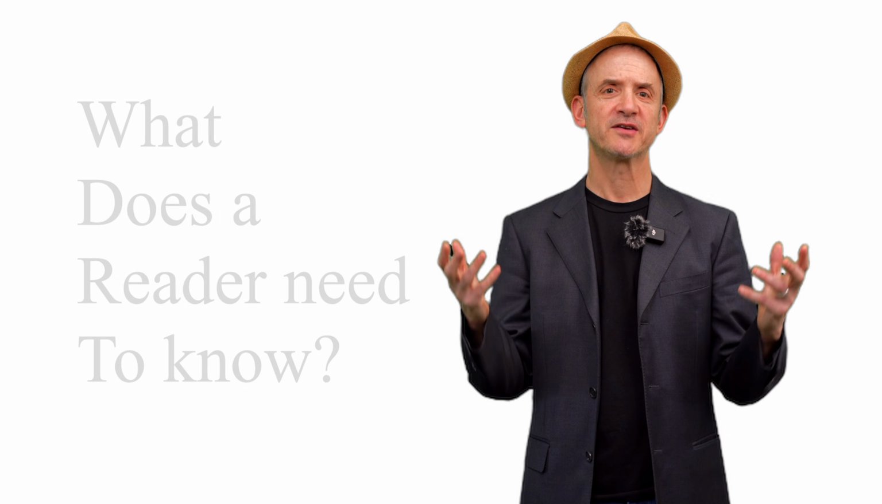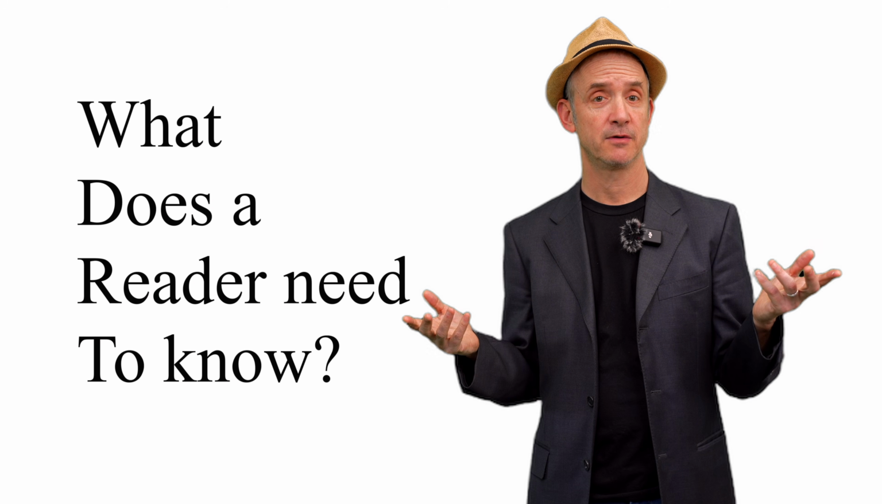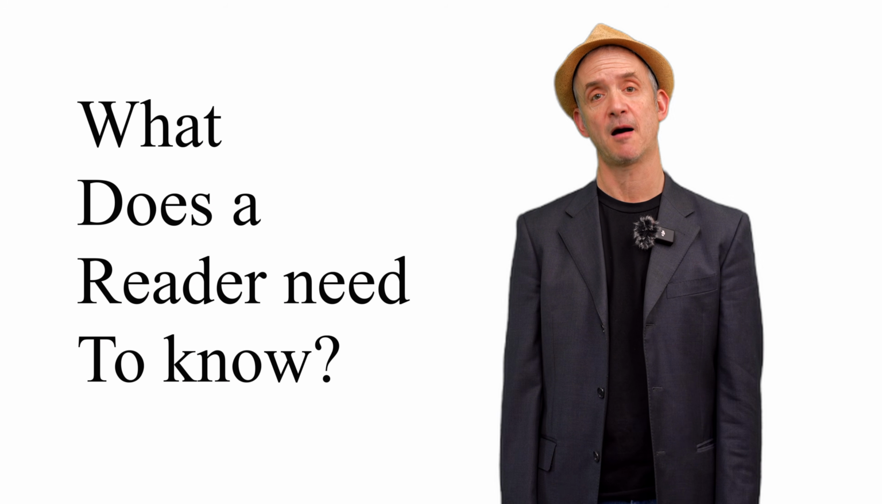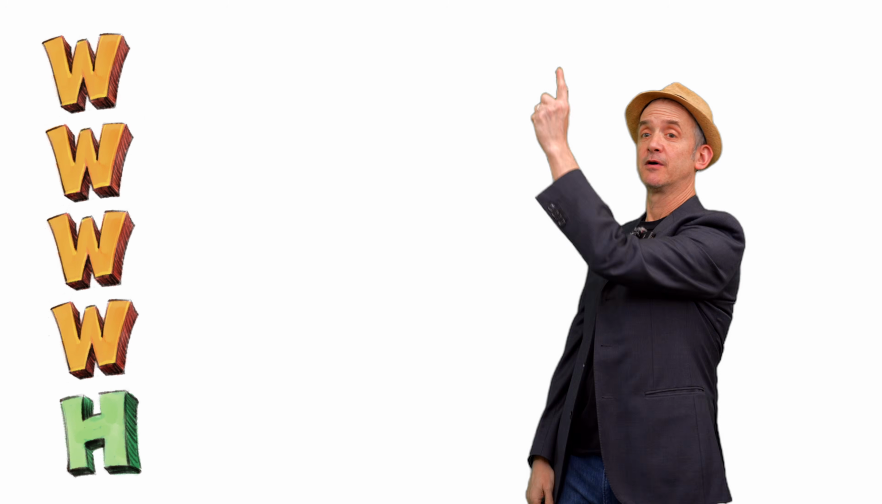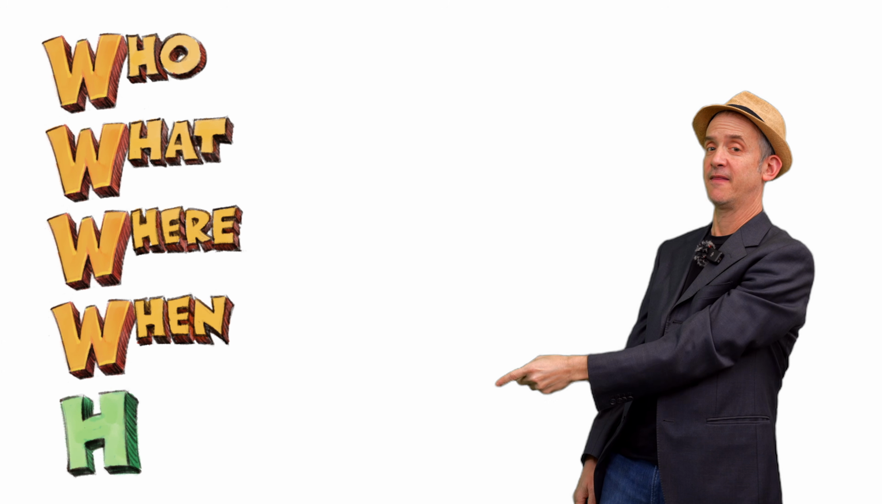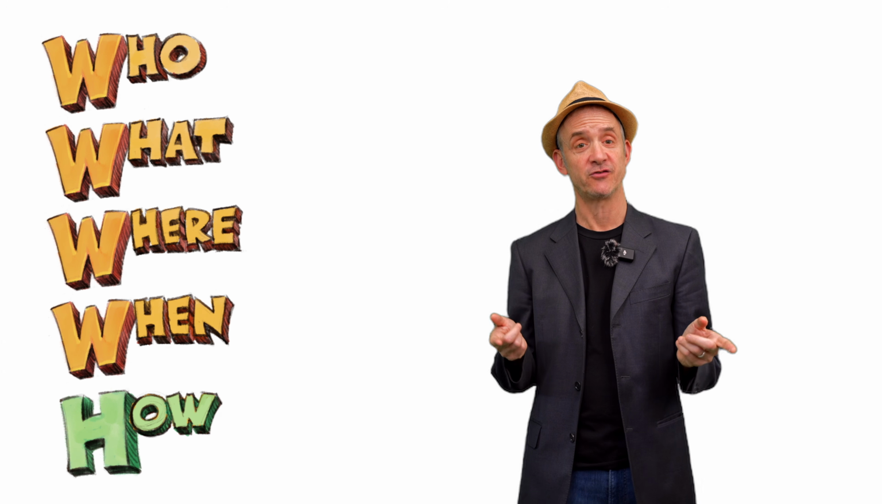So, what does a reader need to know in order to understand a comic book panel? The reader needs to know the 4 W's and the H. The 4 W's and the H are who, what, where, when, and the H is for how. Let's dig in a little bit deeper to each of these.